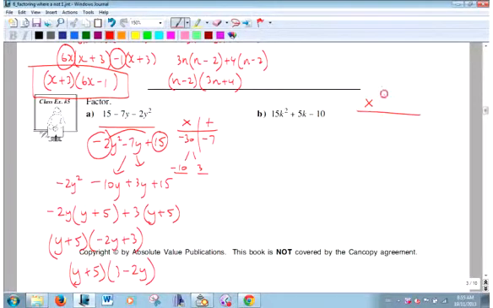This one's a little different. We haven't seen one like this. Do you know why yet? What multiplies to negative 10 times 15? What adds to 5?